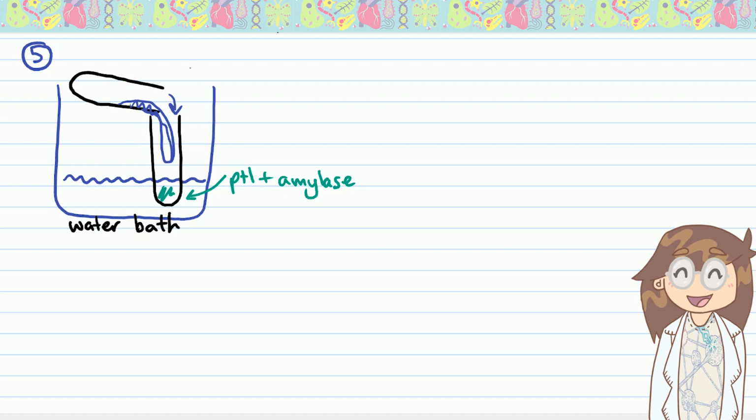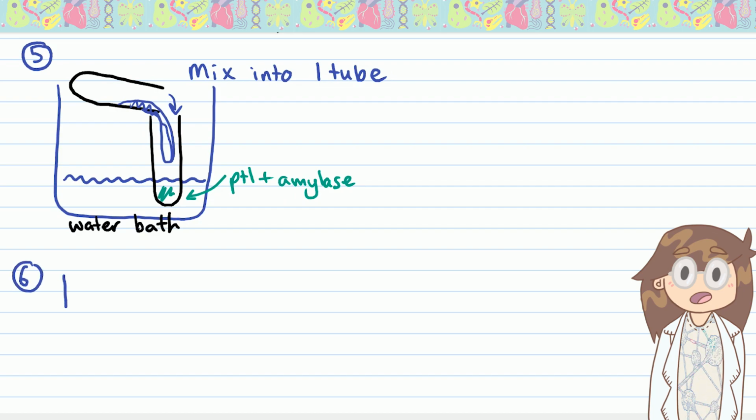Right, then you grab your spotting tile and you're going to put a couple of drops of iodine into each of the dots. This is where we're going to be placing our solutions every 30 seconds to test whether or not the enzyme is still working.